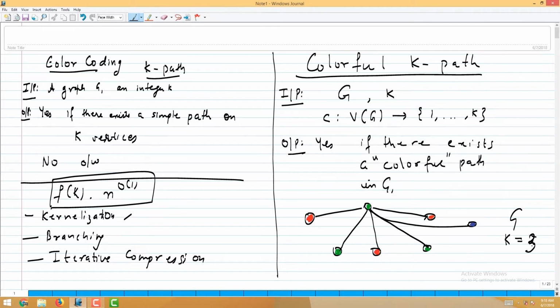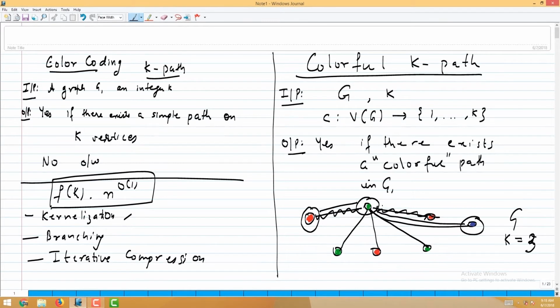So what is one such path? If you look at this path from here to here to here, this is a path on 3 vertices and all the vertices in this path are colored with different colors, right? This other one is also a path of length 3, but I can't output this because there are 2 vertices colored red in this path. So there is only one solution in this graph, which is this red, green and blue path. Okay, so is the problem clear? I'll give you such a graph as input and you have to find me a colorful path in this graph of length k.